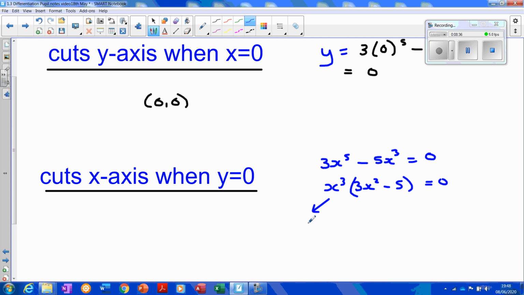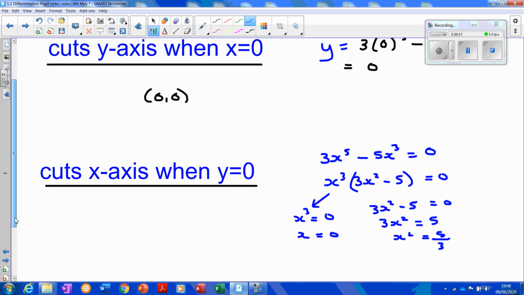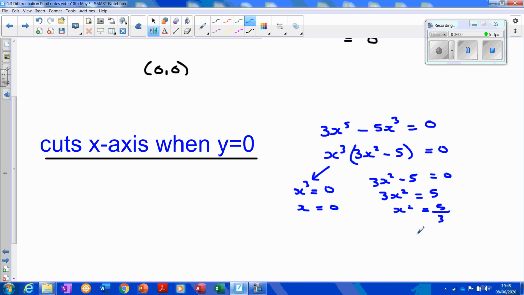So from this point, we've either got x cubed equal to 0, and the cube root of 0 is still 0, so x is 0. This one here, we've got 3x squared minus 5 equals 0. So add 5 onto both sides, so 3x squared is equal to 5, divide by 3, so x squared is equal to 5 over 3. Now I want to take the square root of that. You always have two values, except for when it's equal to 0. So x is equal to the square root of 5 over 3, or x is equal to minus the square root of 5 over 3.